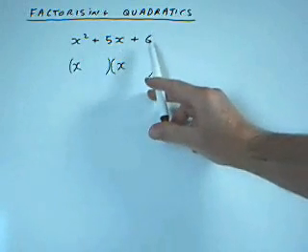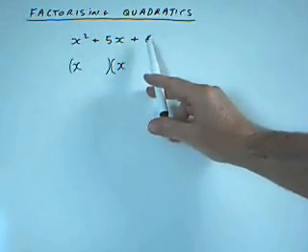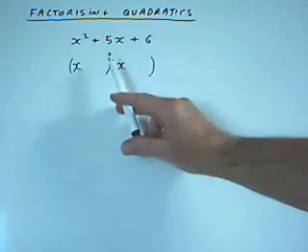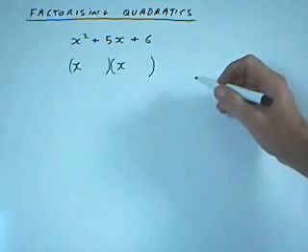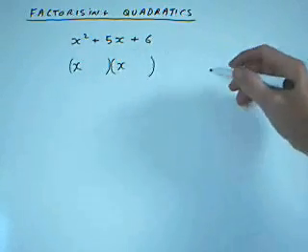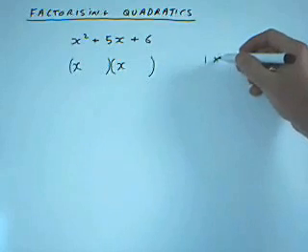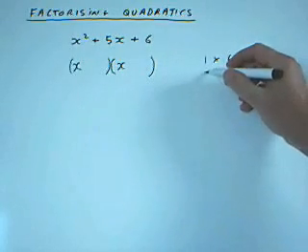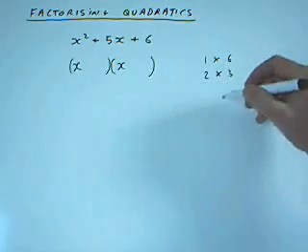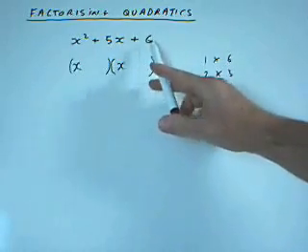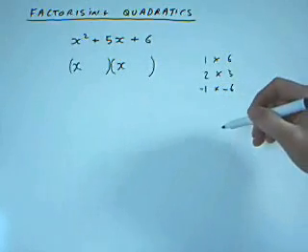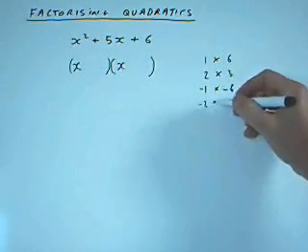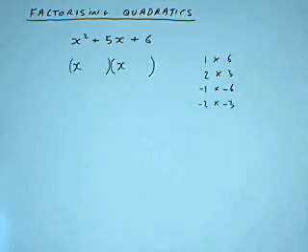Now, what we do, we look at this number here, find numbers that multiply to make that, and they add together to make that. So I think to start with, it's worth putting down all the factors of 6. So we could have 1 times 6, we could have 2 times 3. It could also work negatively as well, so we could have minus 1 times minus 6 and minus 2 times minus 3. And that's all the factors that make up 6.